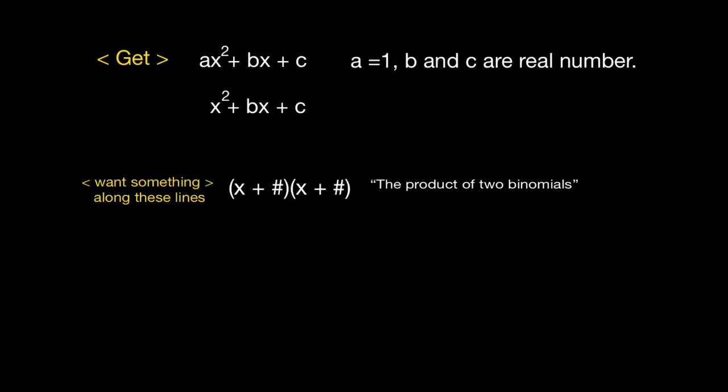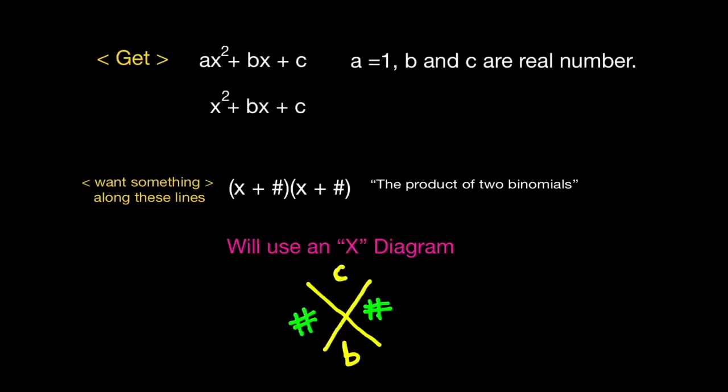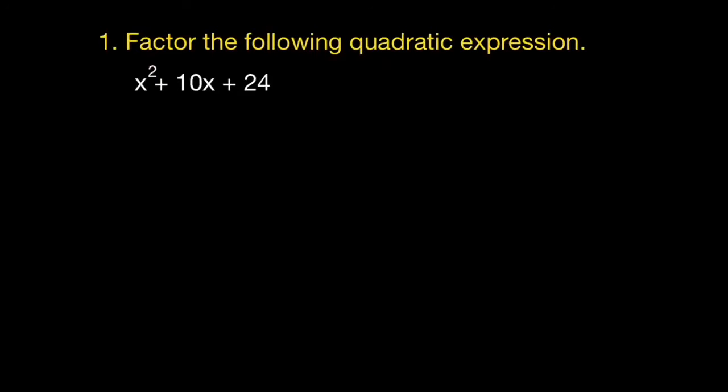As I begin to illustrate this process with some examples, I will be making use of an X diagram. And this X diagram is a very popular method of organizing your key terms and helpful in identifying the numbers needed to multiply to c but add to b. So let's get started with example number 1.